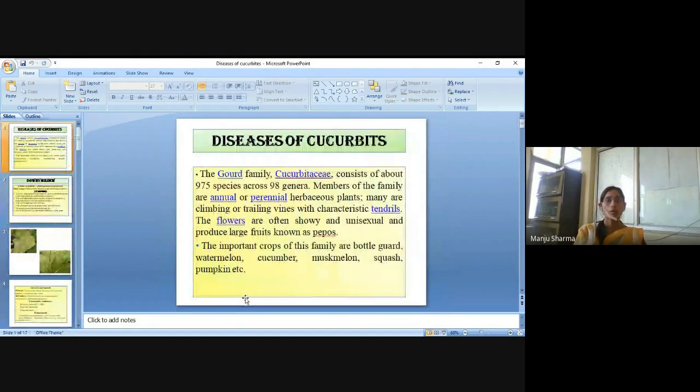Now come to the diseases of cucurbits. The gourd family Cucurbitaceae consists of about 975 species across 98 genera.